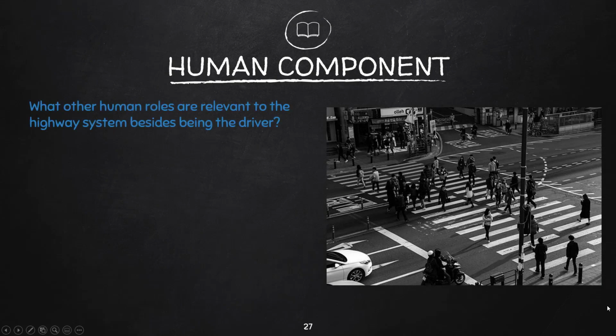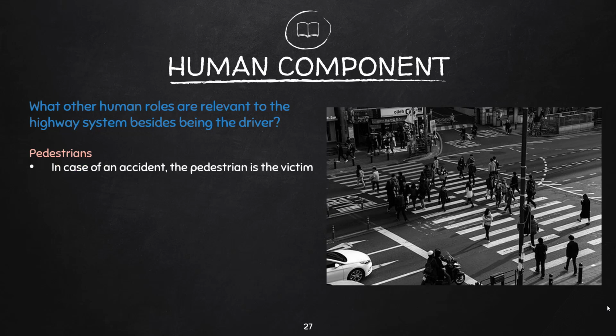So aside from the previous things that were discussed, there are also other human roles that are relevant to the highway system, and one of these is the pedestrian. Pedestrians, as I have told you, are those people that are using the road transport but are not using vehicles. In case of an accident, the pedestrian is the victim.